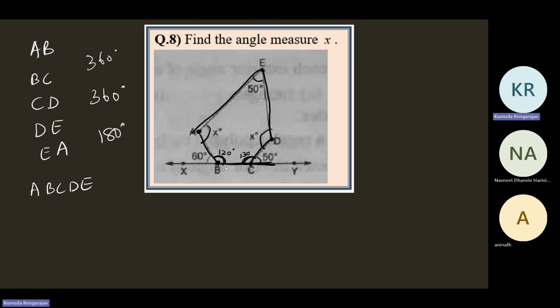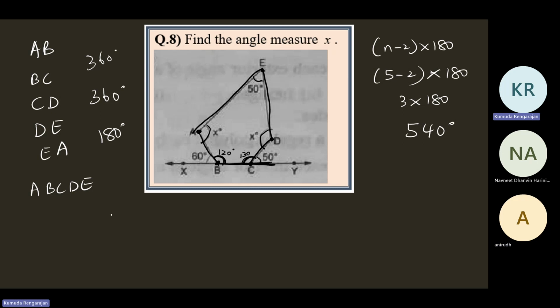Now this one is a pentagon. So you should use the formula (n minus 2) into 180. What's the value of n? 5. 5 minus 2, because 5 sides, into 180. 3 into 180, 540 degrees. So the sum of the 5 angles is equal to 540 degrees.